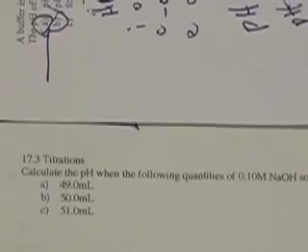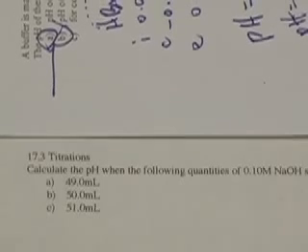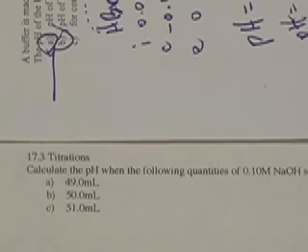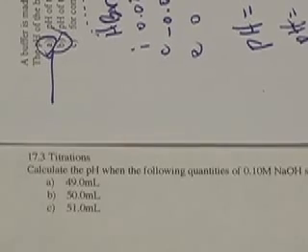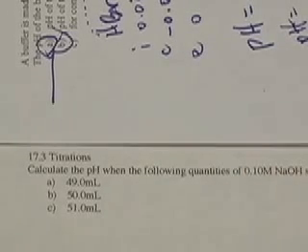And the first question says, calculate the pH when the following quantities of 0.1 molar NaOH solution are added to 50 milliliters of 0.1 molar HCl. And you start at 49 milliliters, then we'll look at 50, and we'll also look at 51.